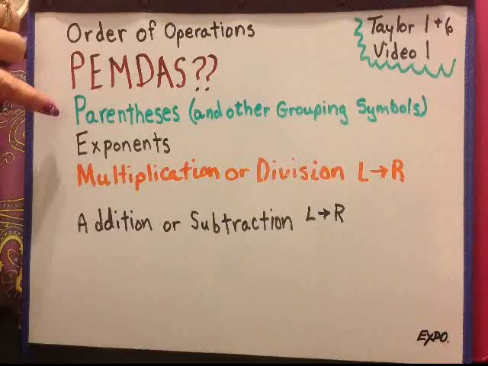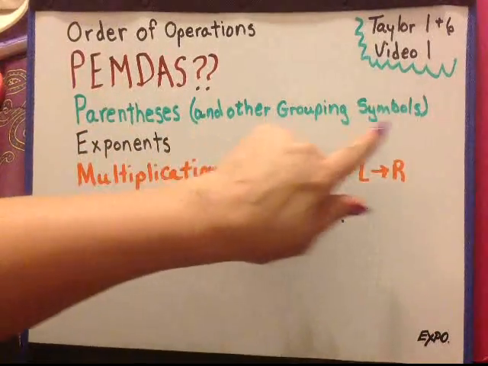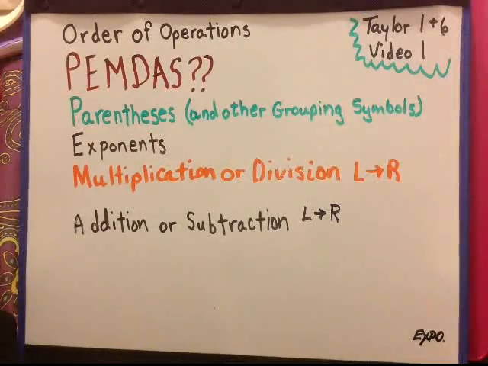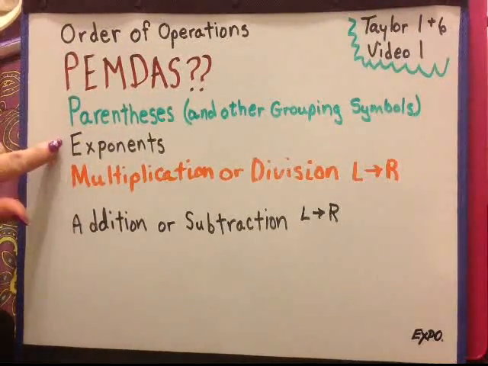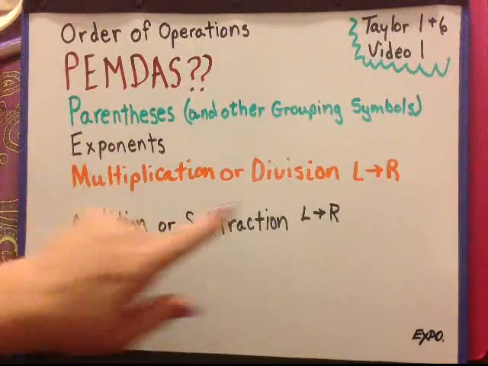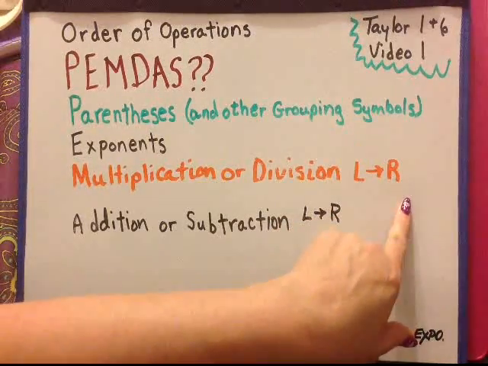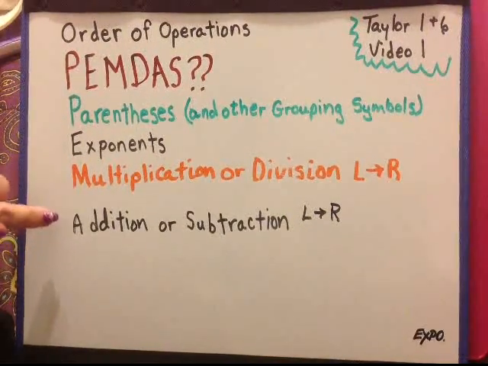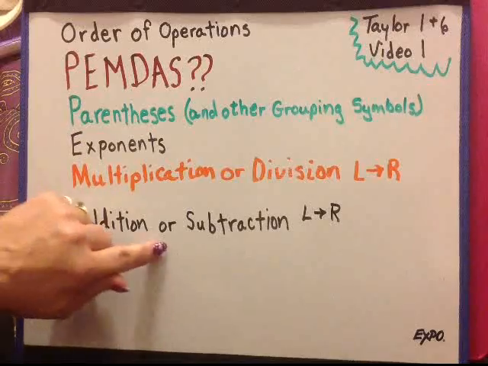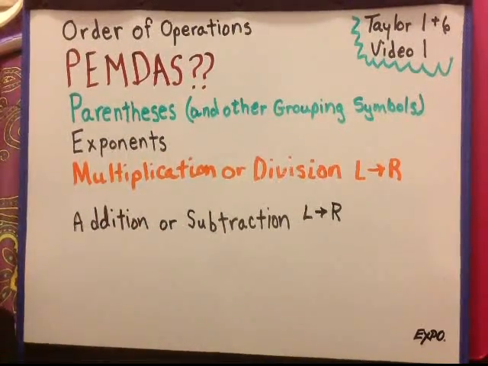The order of operations goes like this: parentheses and other grouping symbols such as fraction bars or radical signs, exponents, multiplication or division, whichever occurs first when you move from left to right, and then last but not least, addition or subtraction, whichever comes first, left to right.